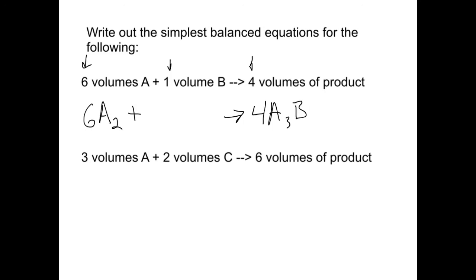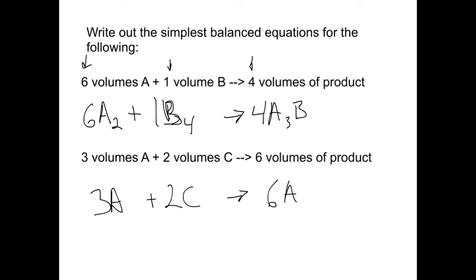And then if I have 1 volume of B, then you can combine these in a 3-to-1 ratio, and you would get 4 volumes of product. So the same thing on the bottom one, 3 A's plus 2 C's produce 6 AC.